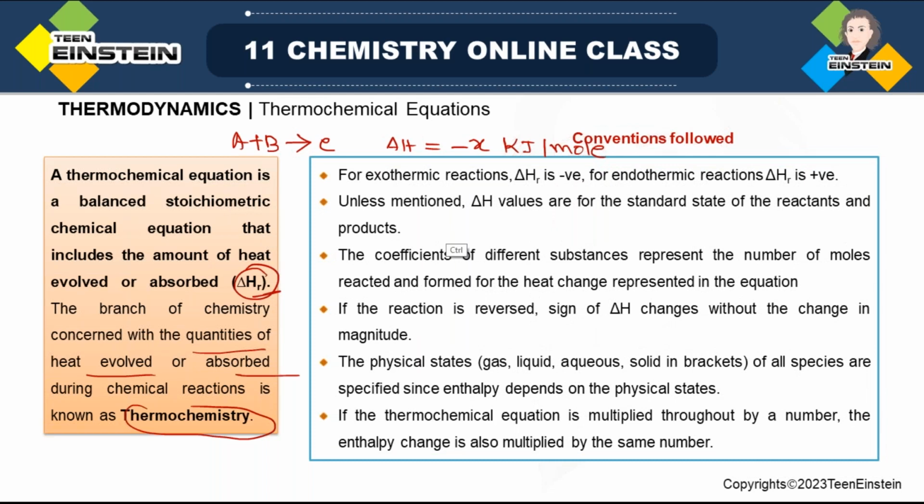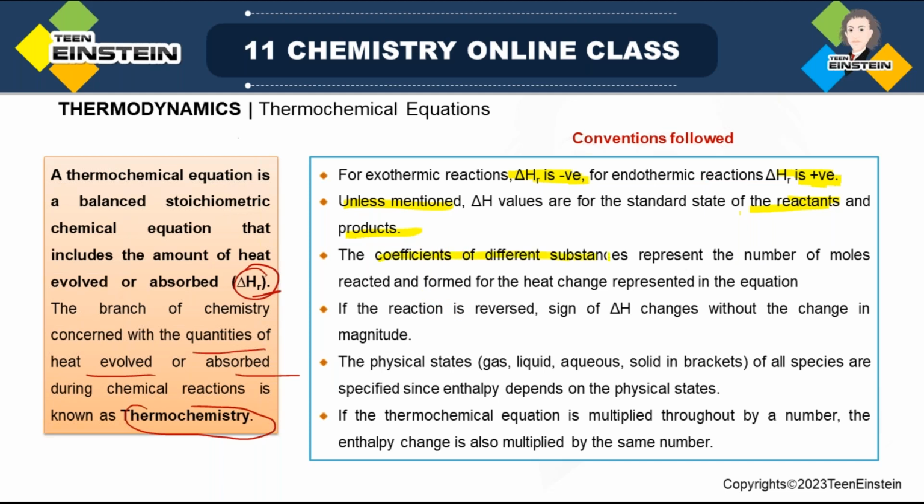Now there are some conventions we follow. Though you will be learning these rules now, you have already applied them; we are just discussing them separately. When it is an exothermic reaction, we know this value is negative. For endothermic, it is positive. Unless mentioned, ΔH values are for the standard state of reactants or products. So suppose in any reaction it is not mentioned specifically whether the ΔH value is for the standard state or not, you can consider by default that it is the standard state value of ΔH.